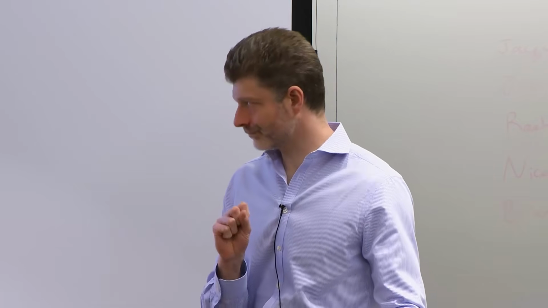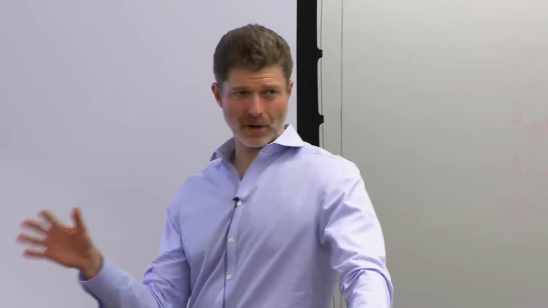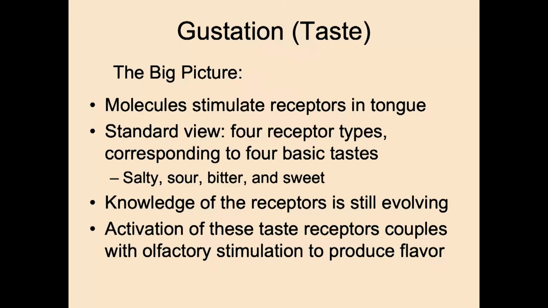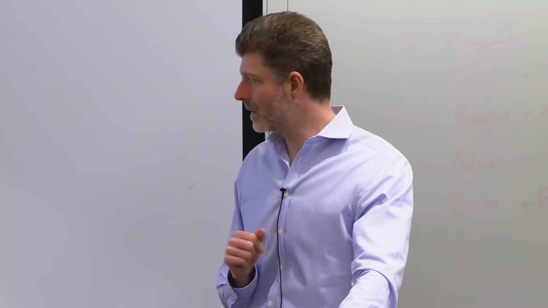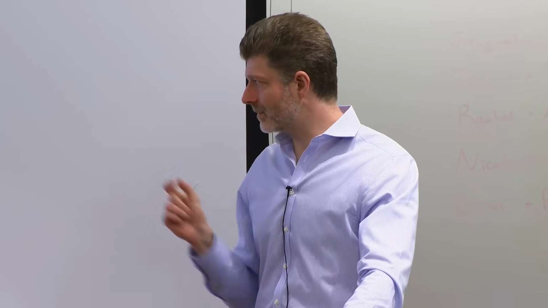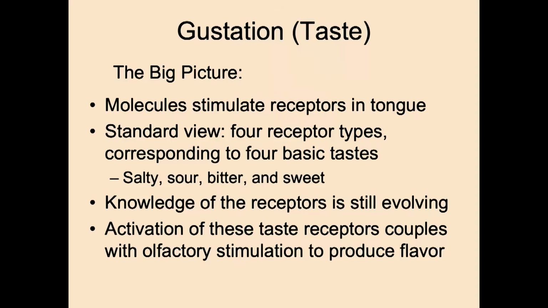In the case of bitter, we've got a large set of receptors. We don't really differentiate the responses, at least not very much. In the case of sweet, there's a smaller number of receptors, and different types of sugars can bind to different parts of the receptors. And artificial sweeteners can trick our sense of taste by binding to those same receptors. So the knowledge of the receptors is still evolving. That's what we know right now. And then activation of the taste receptors couples with olfactory stimulation to produce flavor.